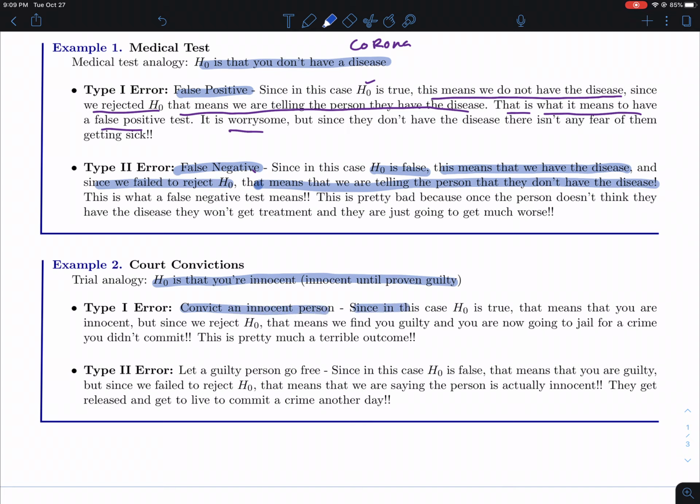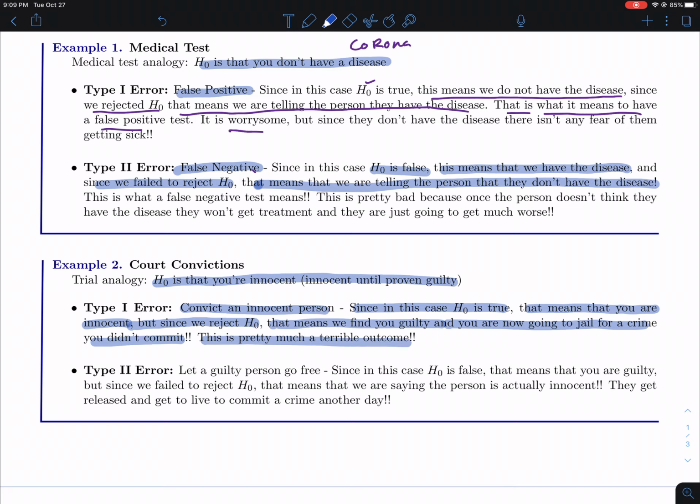So in this case, since H naught is true, what that means in this terminology is that you are innocent. But since we rejected H naught, that means we don't believe you're innocent. We found you guilty as a jury, and now you're going to jail for a crime that you didn't commit. So this is pretty much the worst outcome that you can get, especially if it actually happened to you. So this would be kind of equivalent to the type 1 error above.